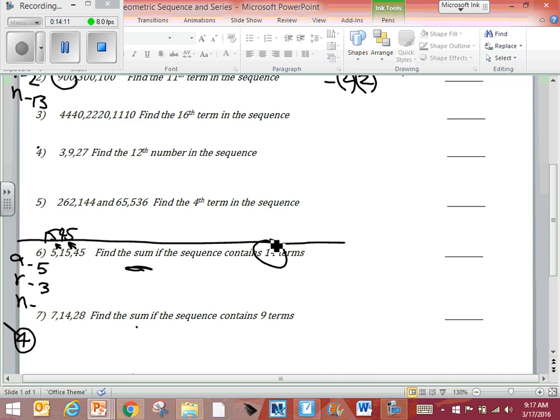This is the one, let's see. Find the sum of the sequence. Do me a favor, write down the word series under the word sum. When you are asked to find the sum of a group of numbers or of a sequence, the math would say that, hey, what's the series of the numbers?